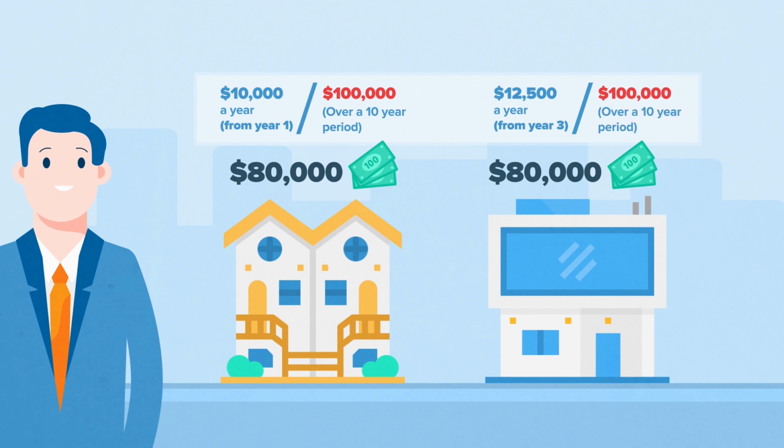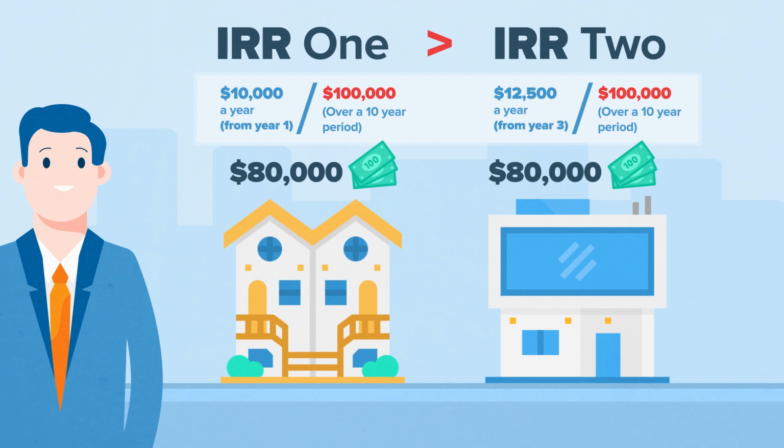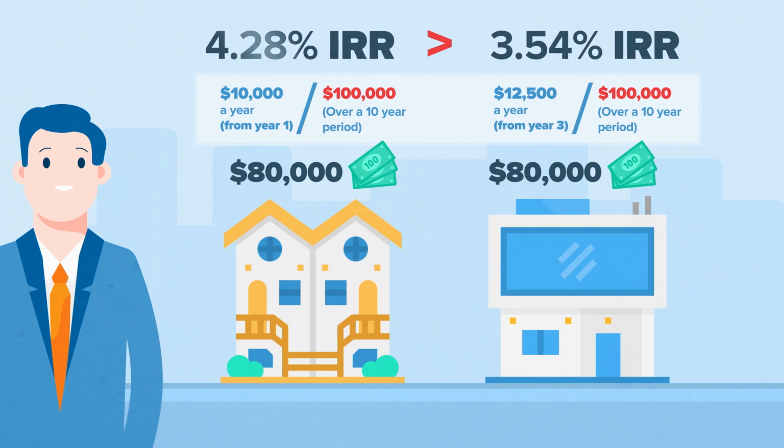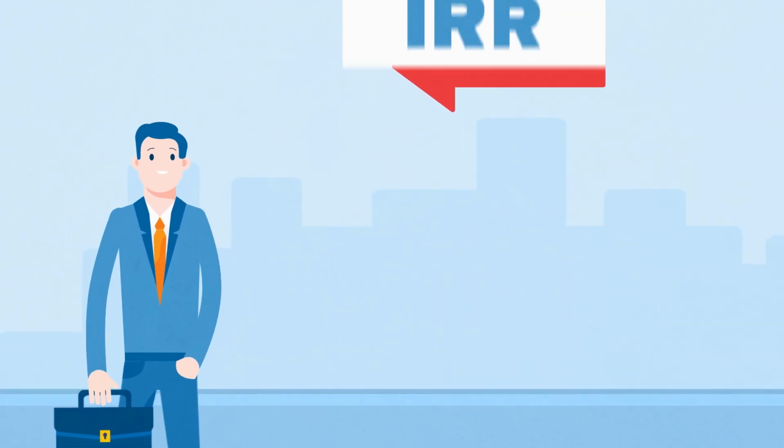However, when you factor in the time value of money, property 1 has a higher IRR because it makes money back faster. To be exact, property 1 has an IRR of 4.28% over a 10-year period, whereas property 2 has an IRR of 3.54%.